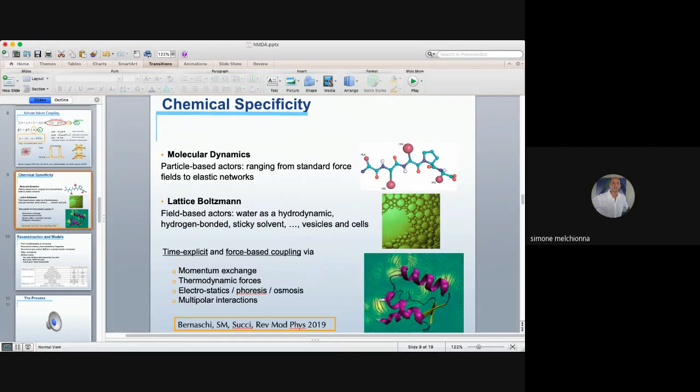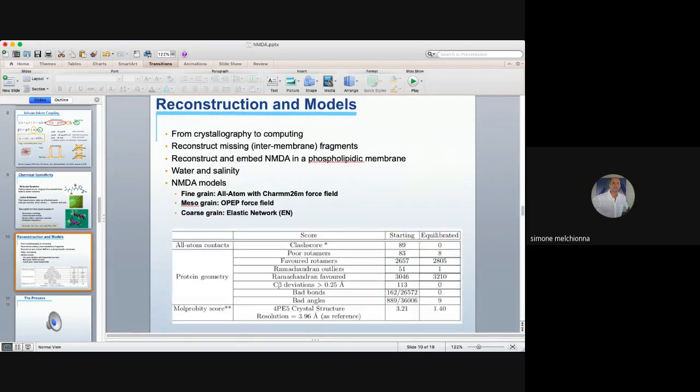So let's go back to NMDA. NMDA is an object that is present in the crystallographic databases, but it is usually pretty fragmented, meaning that not all information is present. That's because some parts of the protein are in the transmembrane area, and this is not resolved by crystallography. So it is very important to reconstruct the structure, especially the terminal ends of the peptide, in some way.